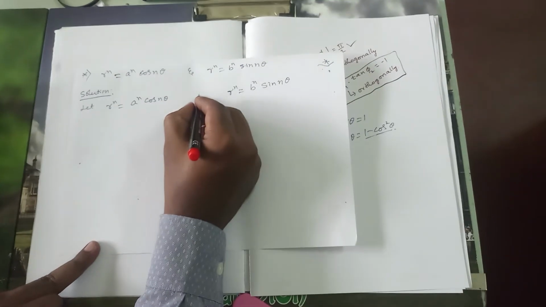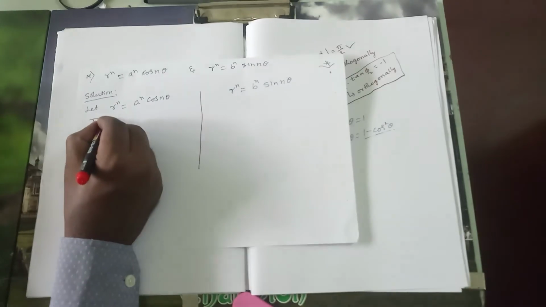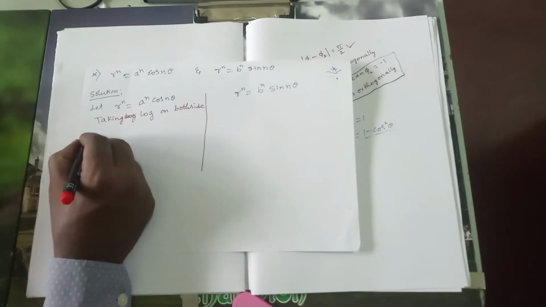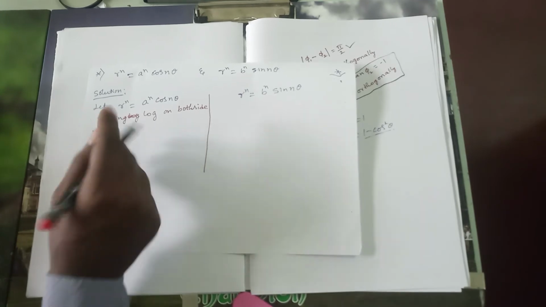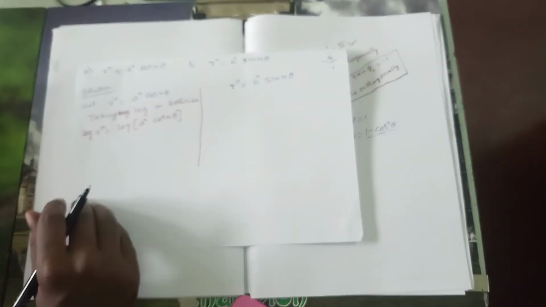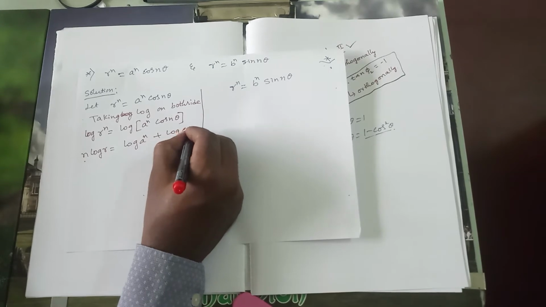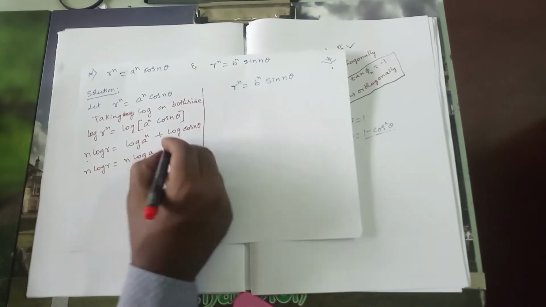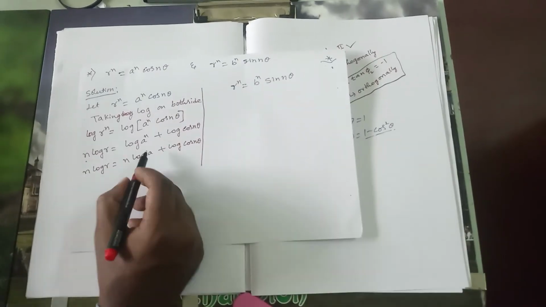So taking log on both sides, so what I get here, log r to the power of n equals log a to the power of n into cos n theta. So this can be written as n into log r equals, using the log a into b formula, log a to the power of n plus log of cos n theta. If you want, you can write this as n into log r equals n into log a plus log of cos n theta, because log a to the power of n can be written as n into log a.